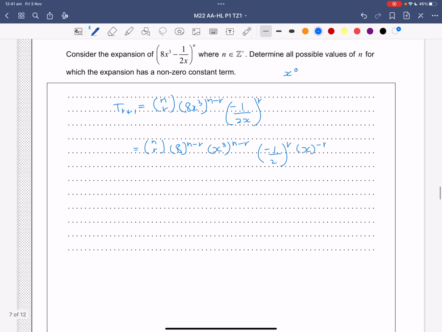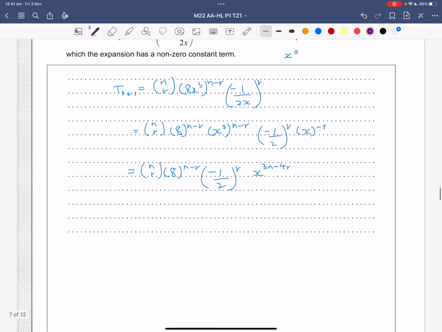Finally we can combine the x's, so we can write it as n choose r times 8^(n-r) times (-1/2)^r times x raised to the power 3n - 4r. If you didn't understand this, I'll work through it here. I can write this as x^(3n-3r), and then we have an x^(-r). So this simplifies to x^(3n-3r-r), which gives us x^(3n-4r). That's how we isolate x.